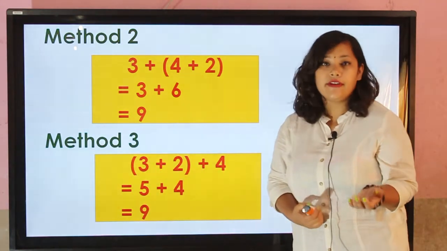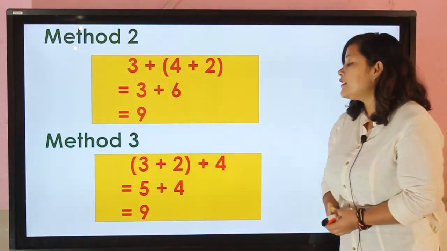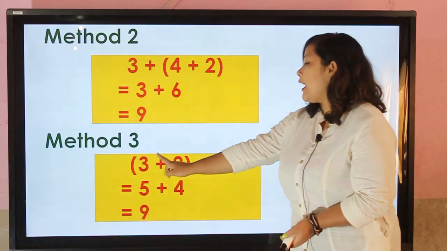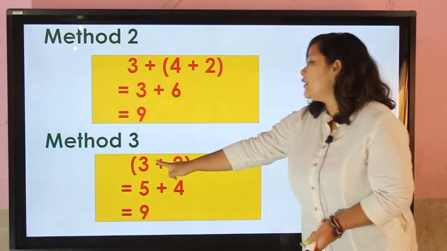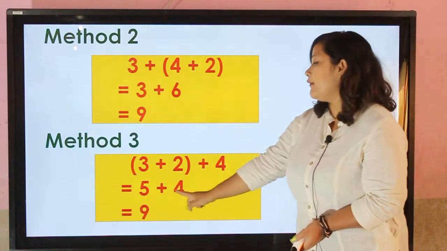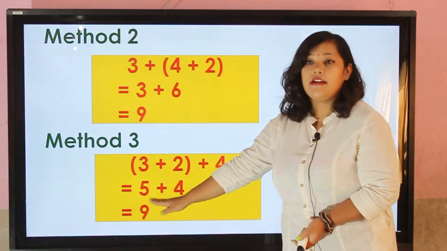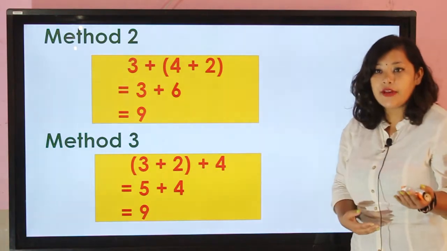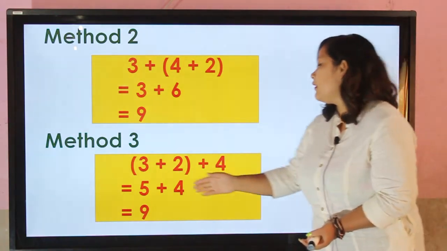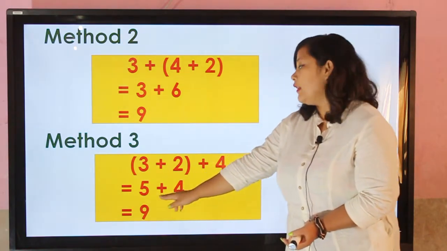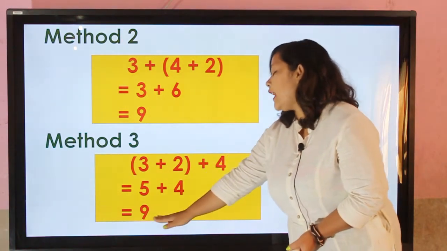In method 3, we have to add first and third number. 3 is the first and 2 is the third number. 3 plus 2. If we add 3 plus 2, then we will get 5. 5 is the sum of 3 plus 2. Again, we have to add 4 with the sum. 5 plus 4 is equal to 9.